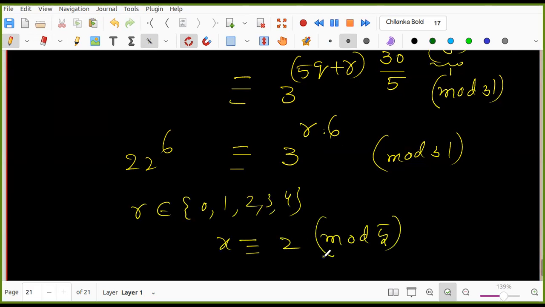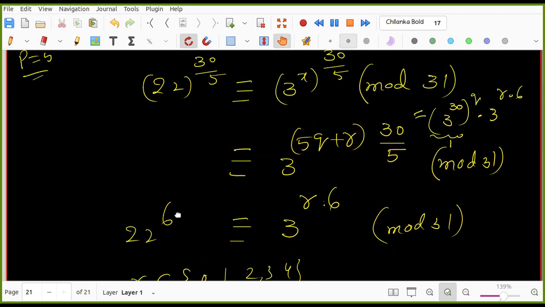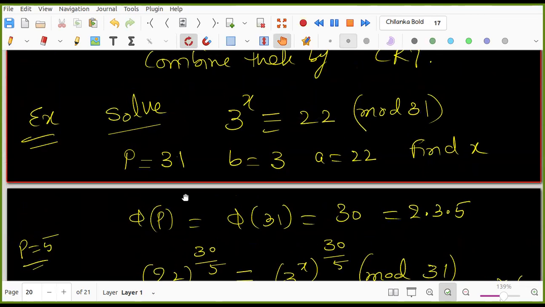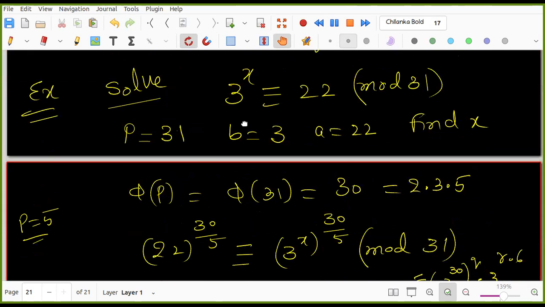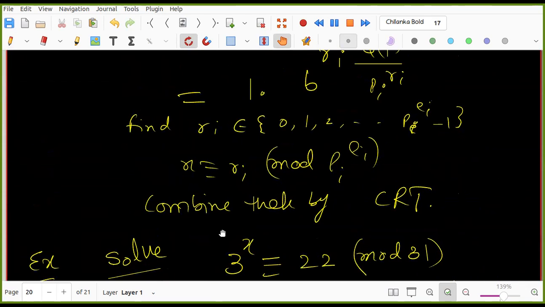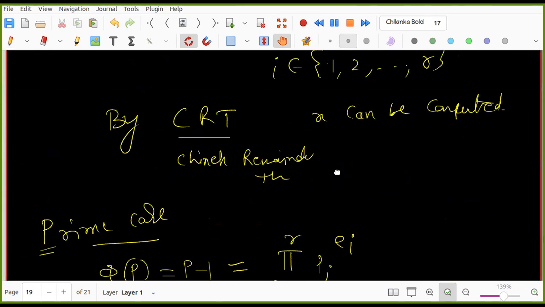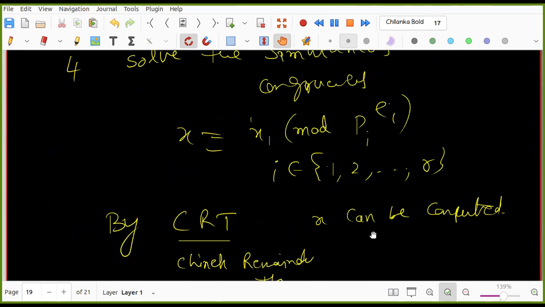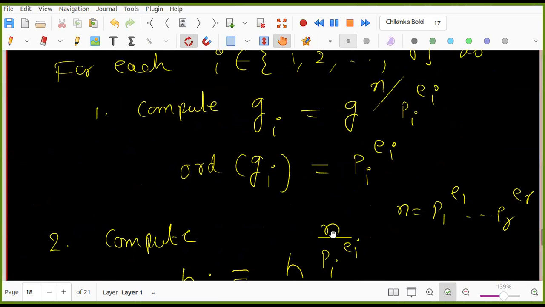What is that x? This x we actually need to find out, but this r is okay. Try to understand that, you remember, look at here. Actually I want to compute for general n, g, h this x. I reduced the problem to pi power ei, which is one of the factors of n. There my hi value is h power n by pi power ei.